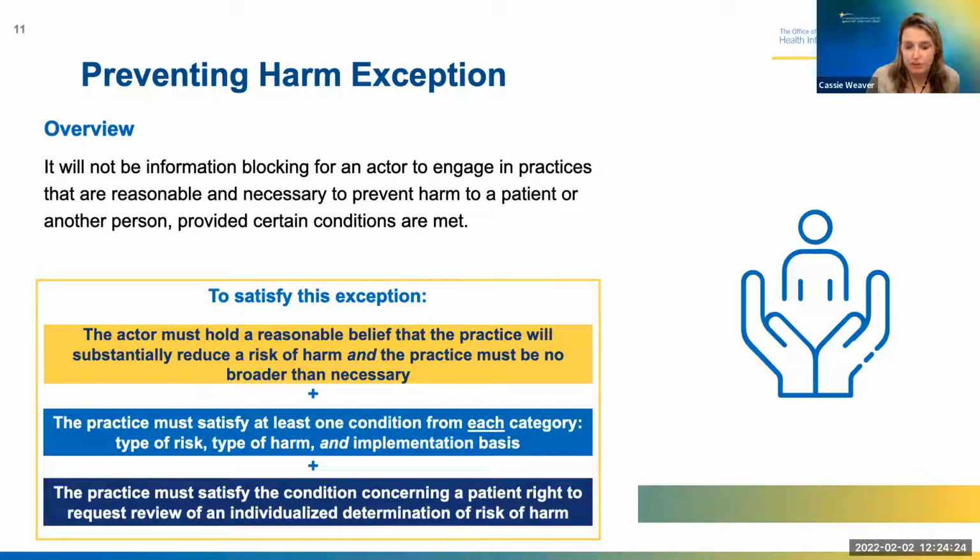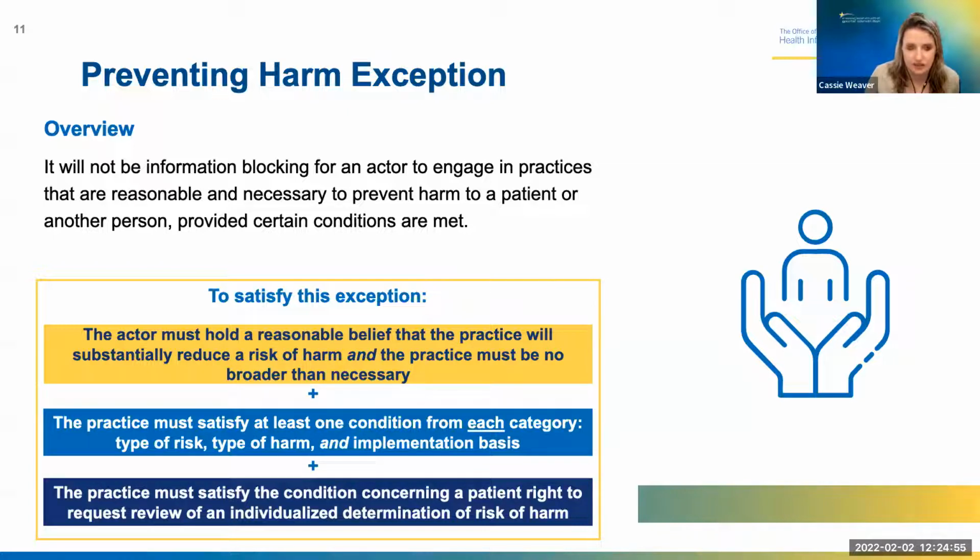Finally, any practice under this exception has to be consistent with any rights the individual patient whose EHI is affected may have under the privacy rules for review of denial of access when the interference is made on an individualized basis. In other words, the patient has the right to appeal the denial of access when it's made on an individualized basis, and not when the type of risk comes from bad data.